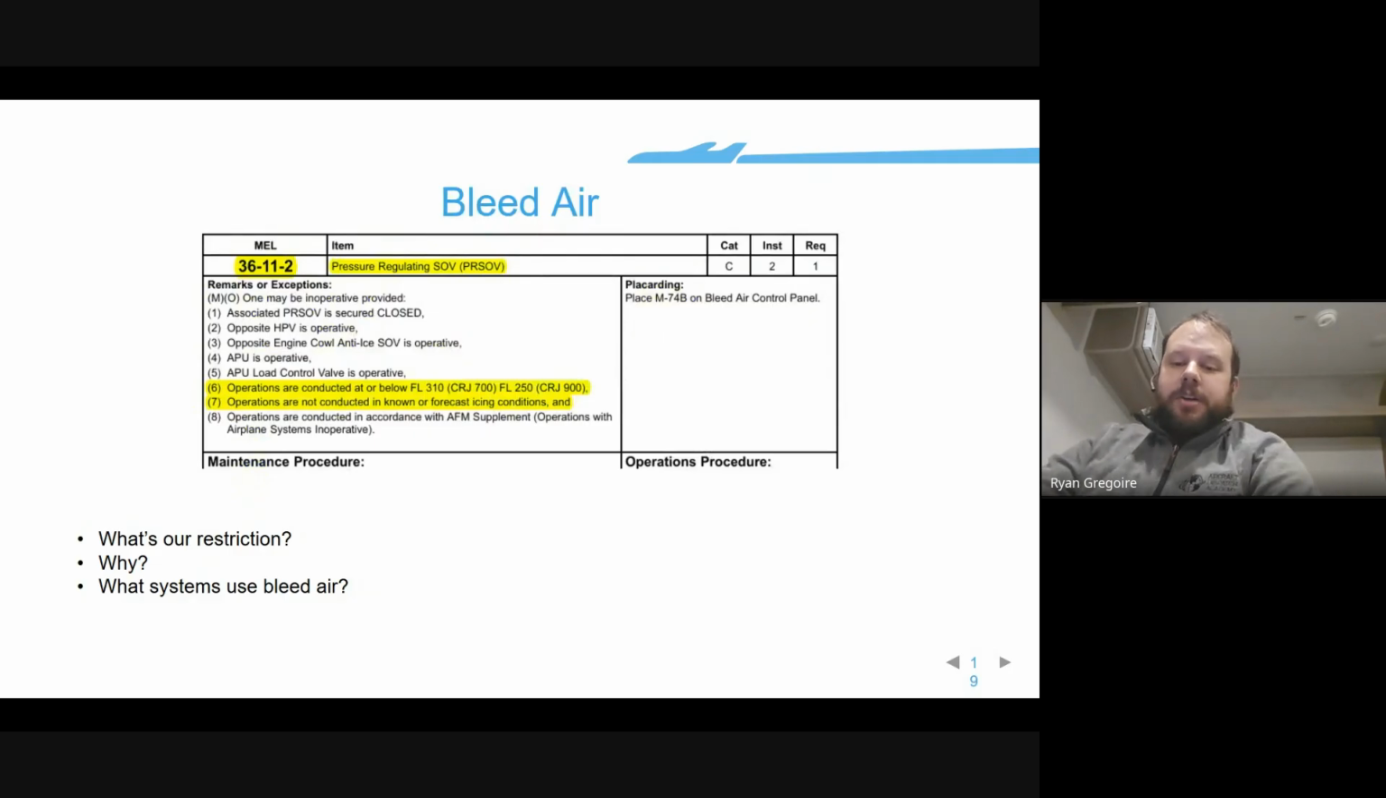Bleed air, pressure regulating SOV, PRSOV. This is a favorite one for CRJs to fail. MEL 36-11-2, Category C, installed 2, 1 required. Bleed air is another one of those systems where you're going to have a massive section of the MEL manual devoted to it, just because it is a very complicated system with a lot of parts and a lot of things that can break. So there's going to be a lot of associated MELs for each one of those points of failure.